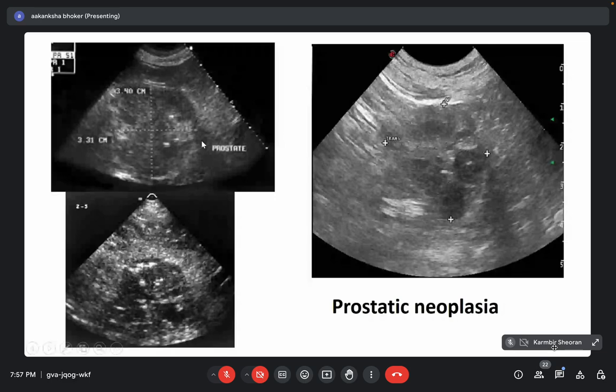Now, this is a neoplasia. In prostatic neoplasia, the size of the prostate will be enlarged. The echotexture will be disturbed. It has multiple different hypo and hyperechoic appearances. There is random calcification at different places. There may be some large ill-defined nodules within the parenchyma, and with color Doppler we can see blood supply also. So this is an example of prostatic neoplasia.